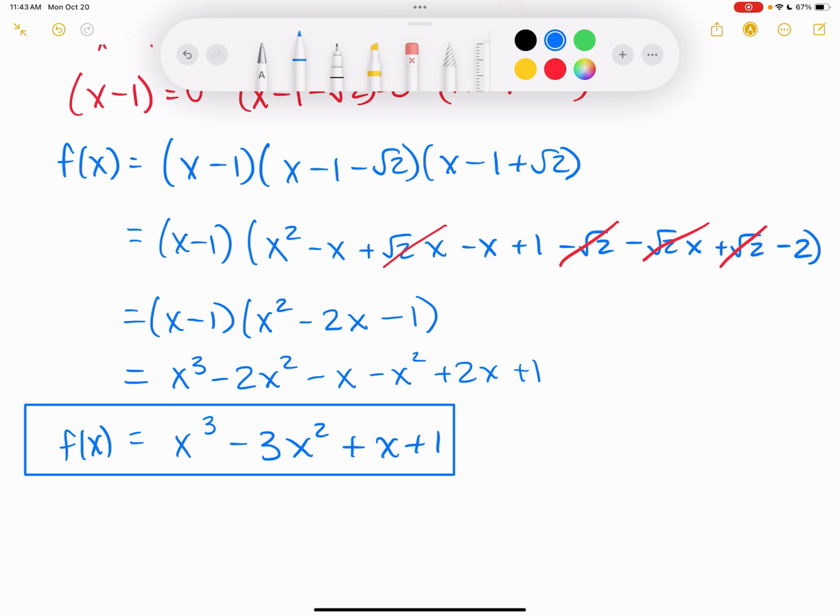I got x cubed minus 3x squared plus x plus 1. That's what I got. We agree? Wonderful. We remember how to multiply.